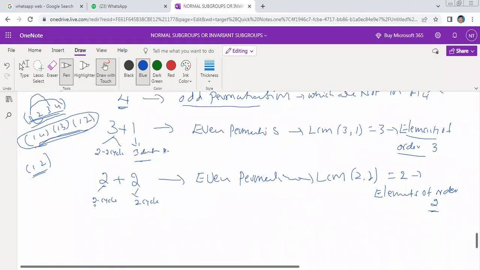Length 2 means it gives 2-cycles. One 2-cycle, another 2-cycle. Total number is 2, an even number of transpositions. Next partition is what?